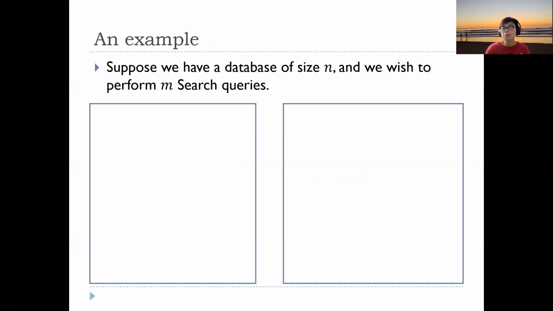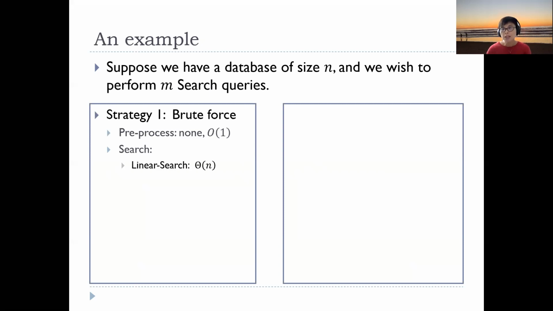Now, just to make this point, let me start with a simple example. Let's say that I have a database of size n, and the database is indexed by some key, which is just real value numbers. Imagine that later I know that I'm going to perform m search queries. So I'm going to check for m different keywords whether they're inside the database or not. It's not just a single query. The first strategy, the brute force strategy, is that we don't do anything.